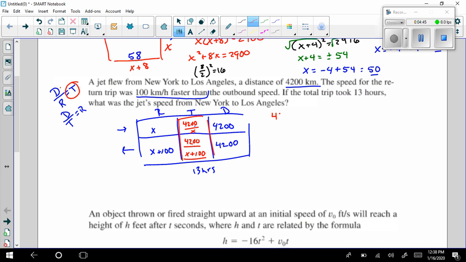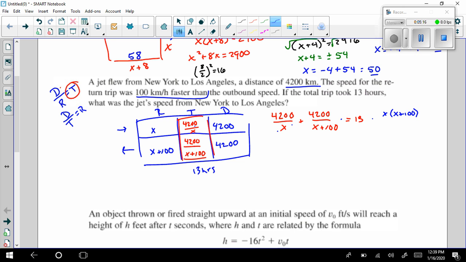So we get 4,200 over x plus 4,200 over x plus 100 is equal to 13. And so we look for that common denominator, which is both x and x plus 100, and we're going to multiply that through by each of these fractions.